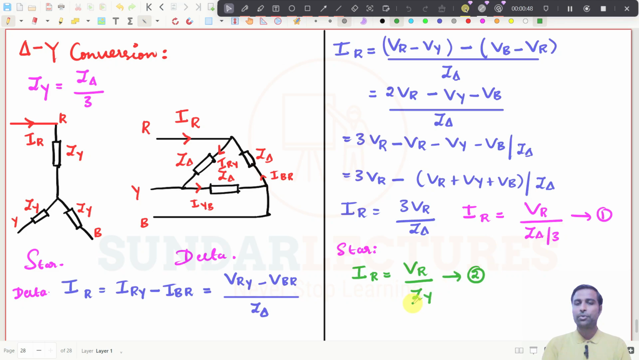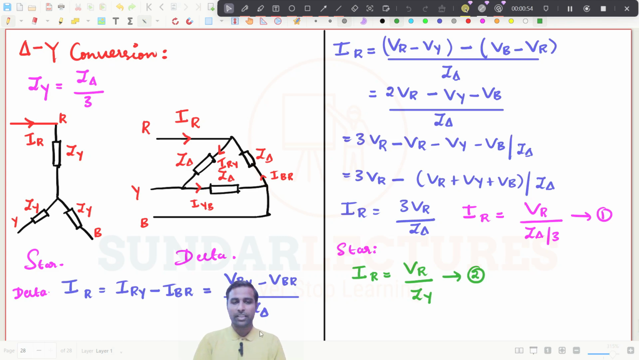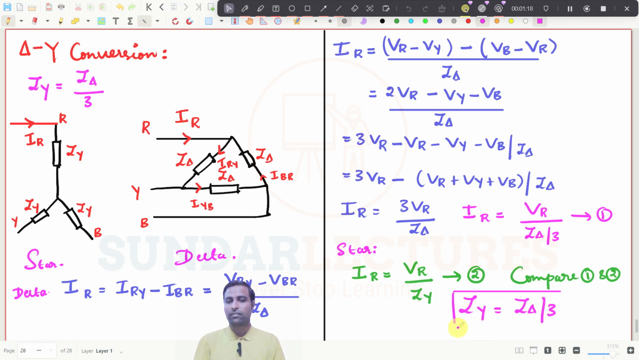Just compare 1 and 2. What is the final expression you are getting? Both are line currents, and what is the impedance value you are getting? Z_Y is equal to Z_delta divided by 3. If you want to remember this equation, simply remember that star connection impedance is always lesser than the delta connected impedance.